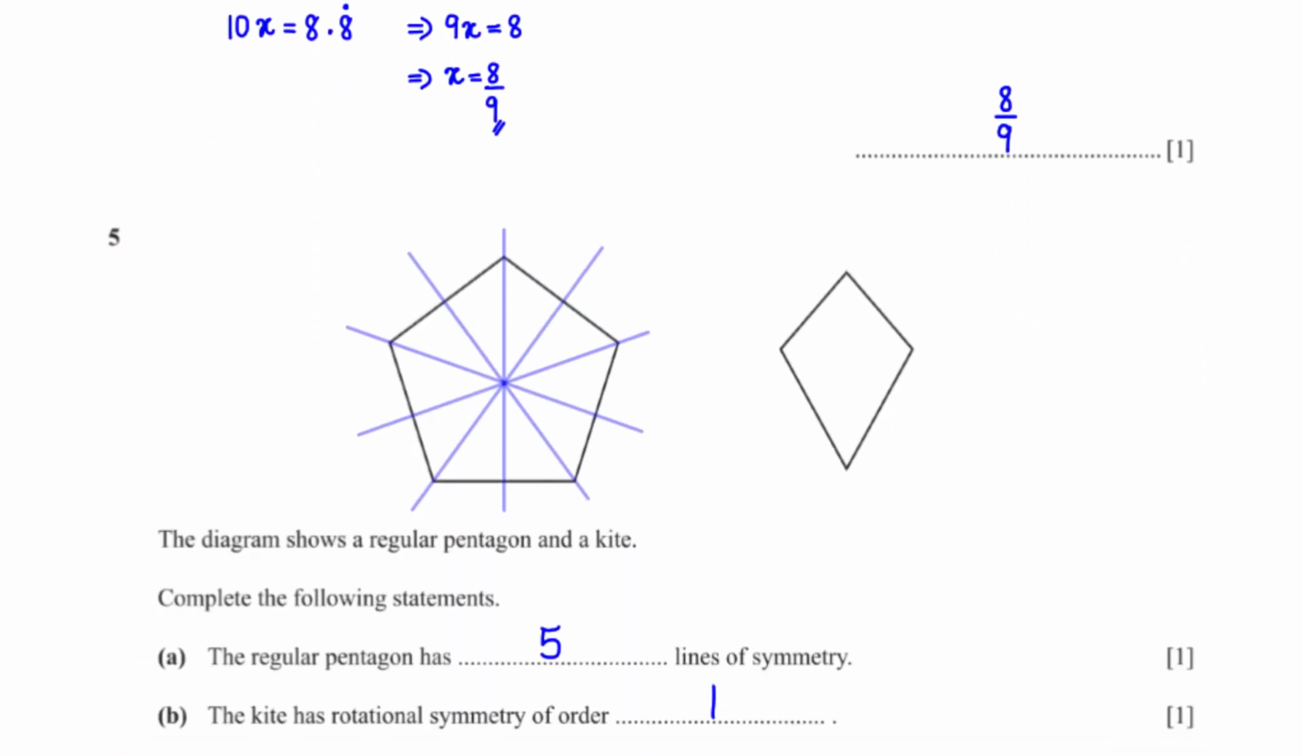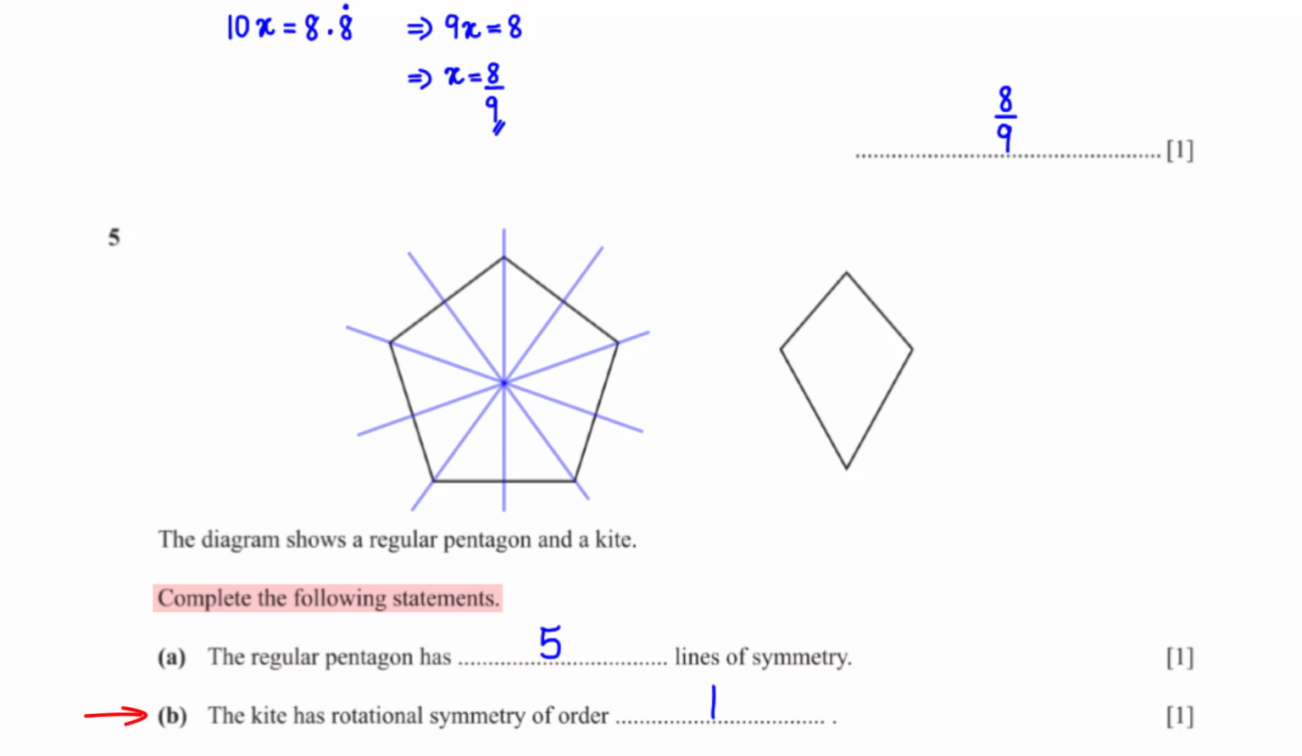The diagram shows a regular pentagon and a kite. Complete the following statements. The regular pentagon has blank lines of symmetry. A line of symmetry is a line that splits a shape into two mirror halves. Regular pentagons have 5 lines of symmetry.